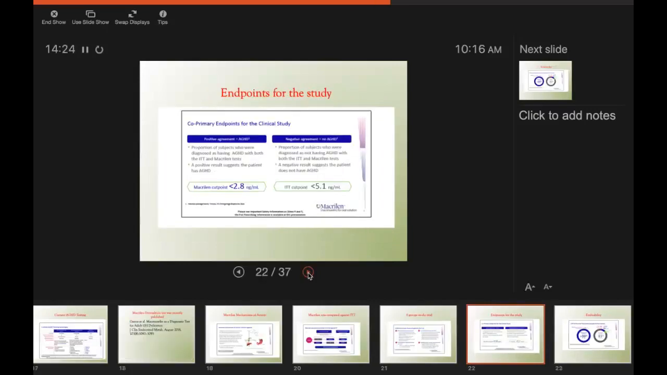And the endpoints of the study were if there's a positive agreement between the Macrilen test and the ITT test. So they used in the final thing, and I'll explain this in a second, a cutoff of Macrilen of 2.8, an ITT cutoff of 5.1. A positive result shows that the patient has growth hormone deficiency, and they looked at the subjects having growth hormone deficiency with both the ITT and the Macrilen test. Either they had an agreement in both tests for positive, or a negative test shows that they didn't have growth hormone deficiency. So they looked for agreement with both of those as well.